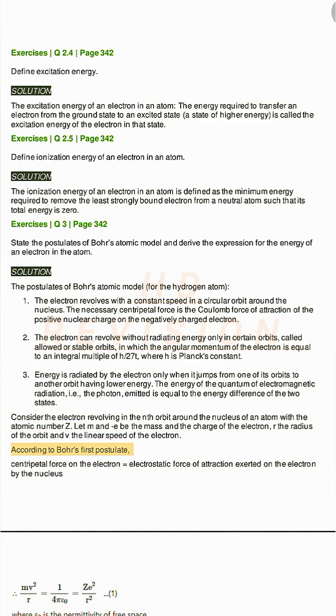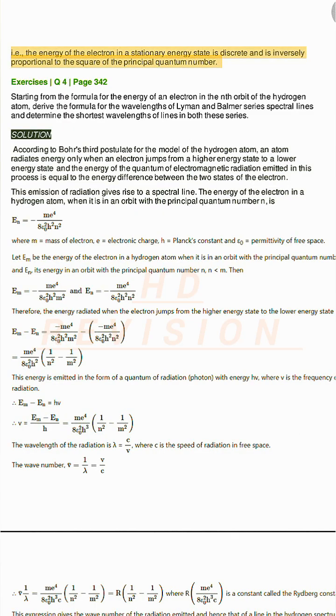According to Bohr's first postulate, centripetal force on the electron equals the electrostatic force of attraction exerted on the electron by the nucleus. I.e., the energy of the electron in a stationary energy state is discrete and is inversely proportional to the square of the principal quantum number.